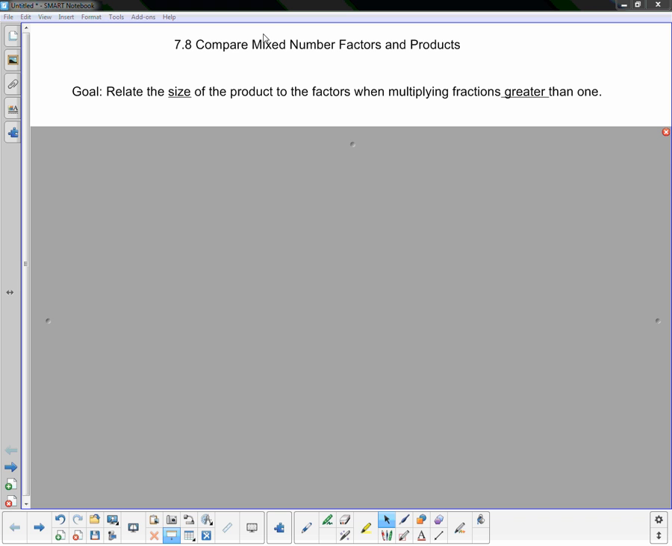So this lesson is very similar to lesson 7.5, where we were figuring out that when we multiplied any fraction by a fraction, we got a smaller number. And when we multiplied a fraction and a whole number, we got a bigger number than the fraction, but a smaller number than the whole number. So it's a bunch of comparing again, but this time our fractions are going to be bigger than 1. They're going to be mixed numbers.